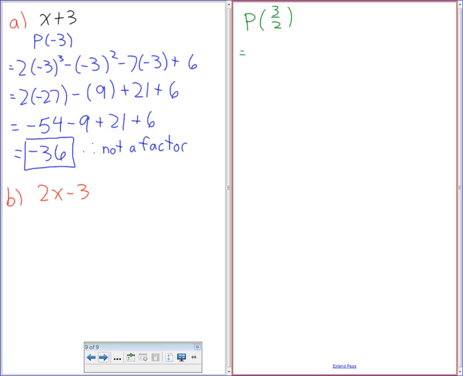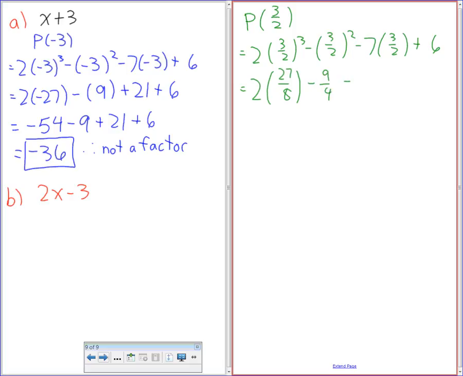Okay, so it's going to be P of 3 over 2 equals 2 times (3 over 2) cubed minus (3 over 2) squared minus 7 times 3 over 2 plus 6, which equals, oh my goodness, 27 over 8, is that right? Minus 9 over 4 minus 21 over 2 plus 6 equals 27 over 4 minus 9 over 4 minus 42 over 4 plus 24 over 4, which is 51 and 51, that should equal 0.